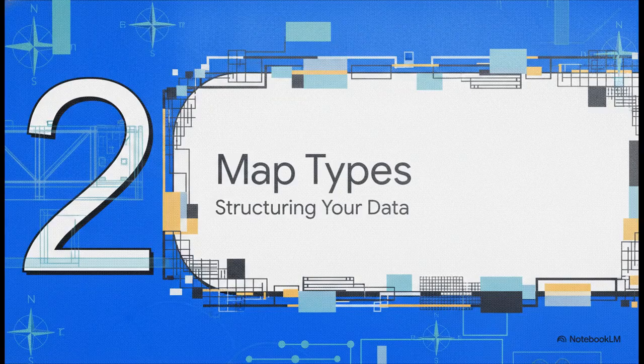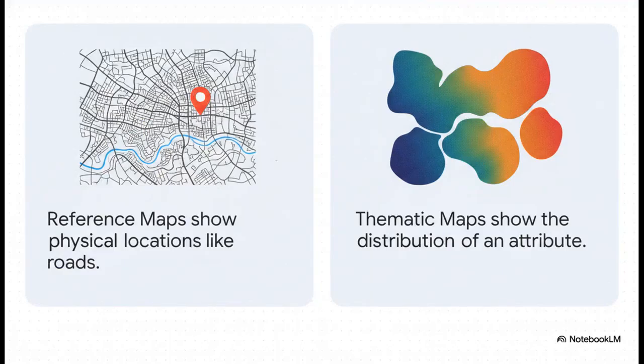Moving right along to section 2, choosing your map type. So we've got our foundation poured. Now it's time to pick the right structural frame for all this information. You've got to choose your structure really carefully right out of the gate. You have to ask yourself, are we building a reference map here? Meaning, is the goal just to show people physically where things are, like roads and borders? Or are we building a thematic map? That's where those physical base layers kind of fade into the background so you can highlight a hidden relationship or distribution within one specific piece of data.